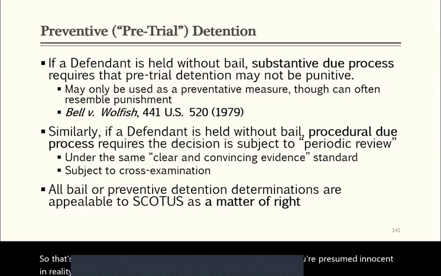Similarly, if a defendant is held without bail, they have procedural due process, which requires that the decision be subject to periodic review. Right? So every so many months or every so many days, the person that's in jail has to be brought back before the judge and we review whether bail is appropriate now, whether things have changed, how have you behaved in jail, things along those lines. Now, at this point, we're still at the same clear and convincing evidence standard, right? So the prosecution still has the burden to prove by clear and convincing evidence that you are a flight risk or that you are a danger to the community, whatever, right? They still have that burden.